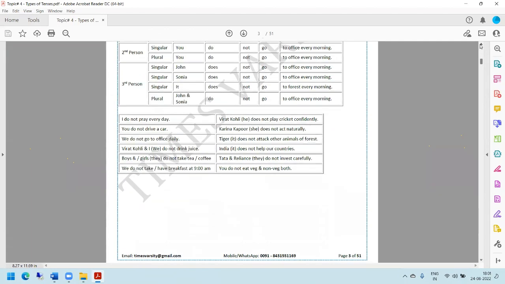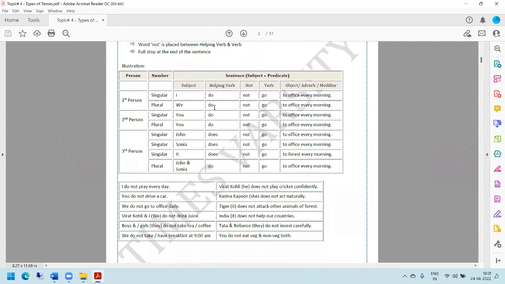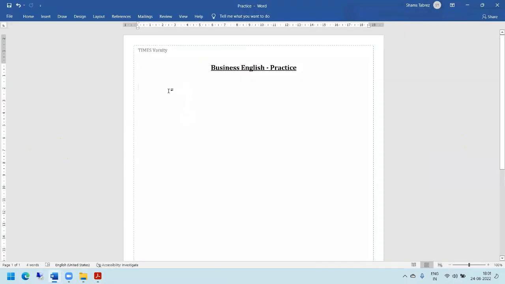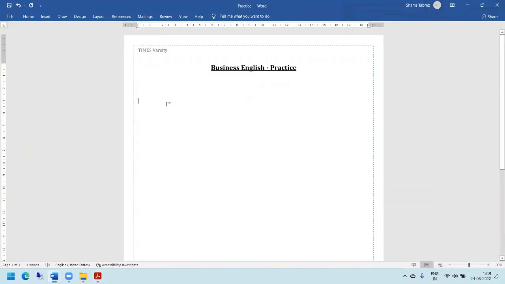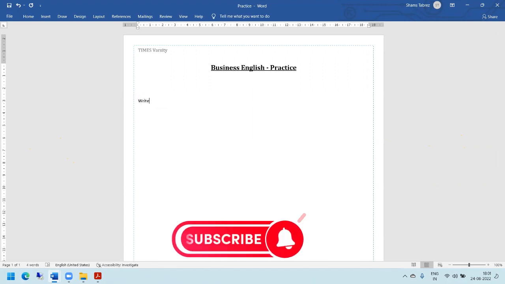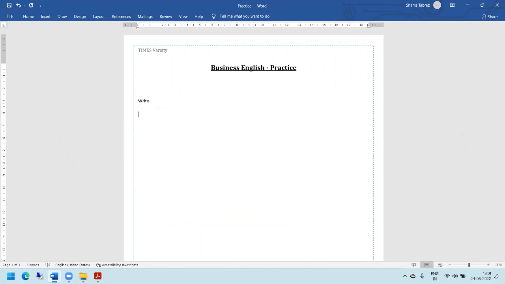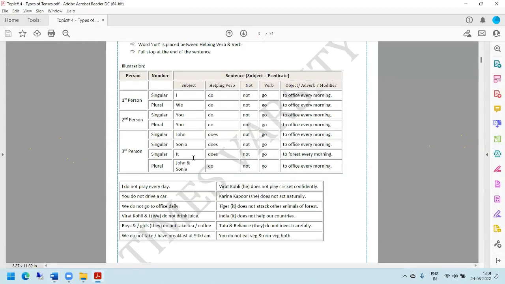Now we will have some examples. Let's keep this one and go to this Word file. Now what we will do is, instead of the verb go, I will use the verb write. So this is the verb write which is used. Now, by using the verb write, let's make all these sentences, just using write instead of go.